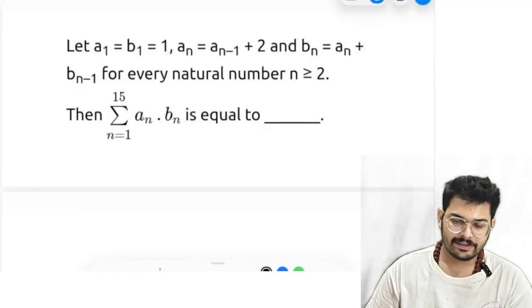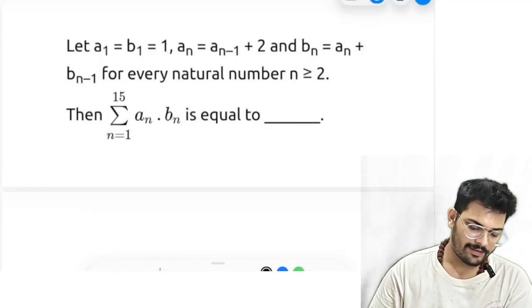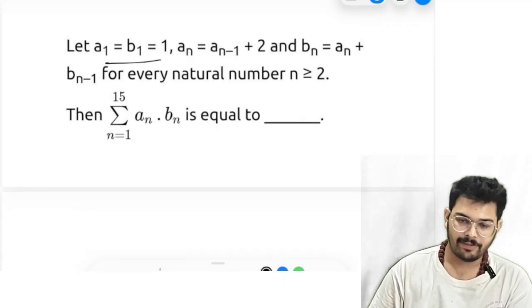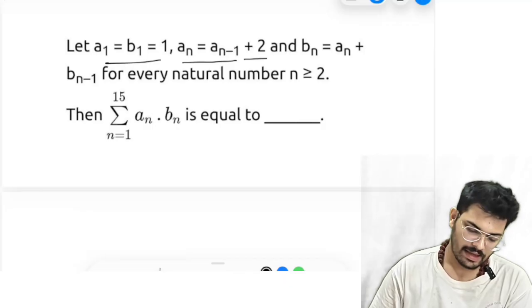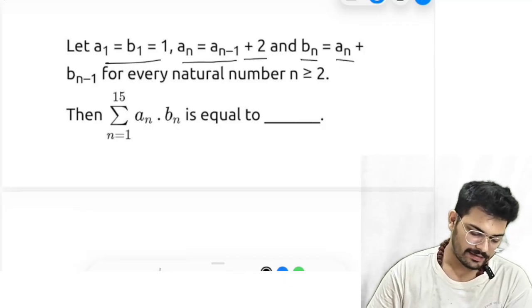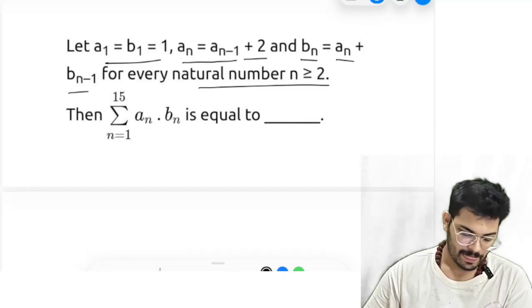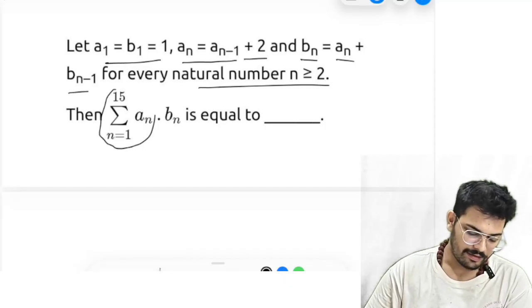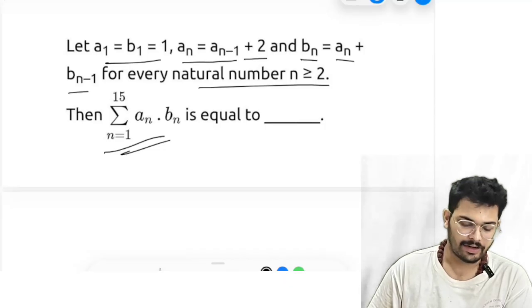In this video, we will be discussing a question from special series. Let a1 = b1 = 1, and an = a(n-1) + 2, and bn = an + b(n-1) for every natural number n greater than 1. Then sigma n equal to 1 to 15 of an bn equals, we need to evaluate this quantity.